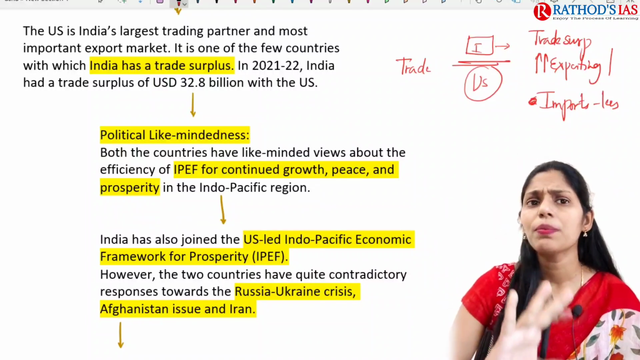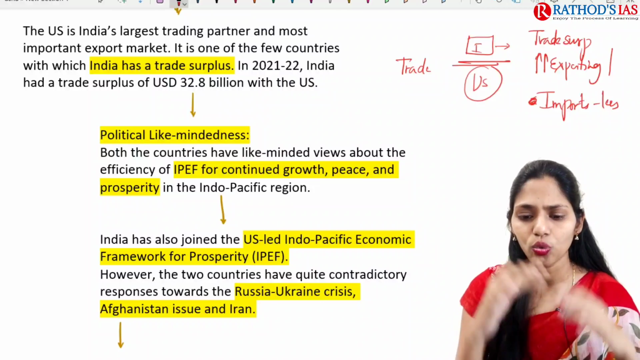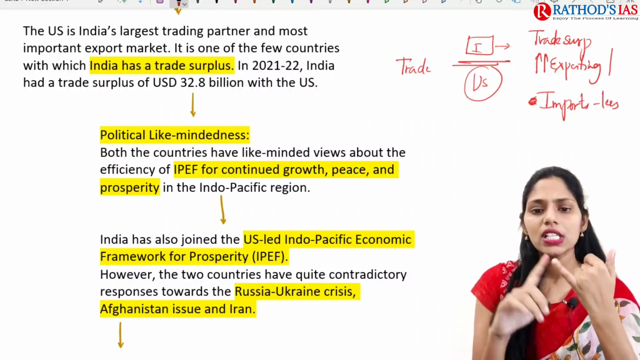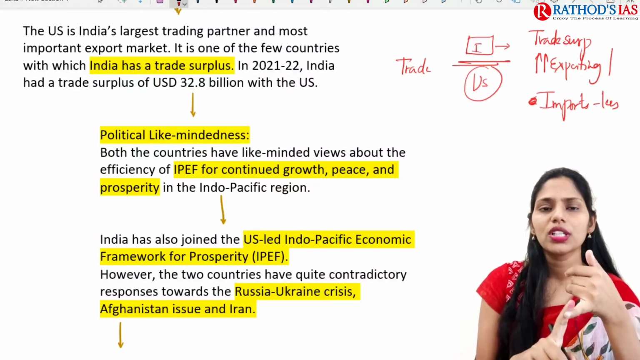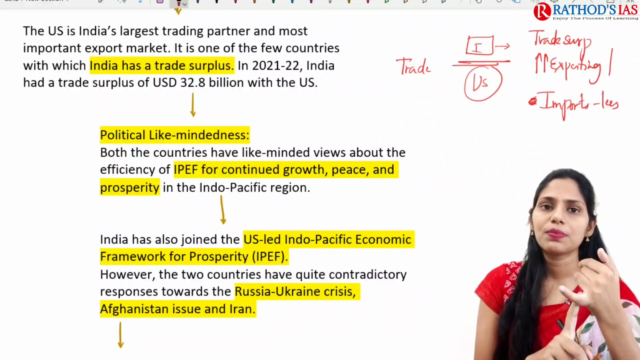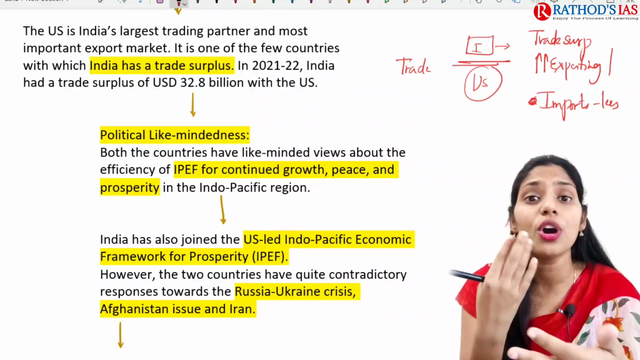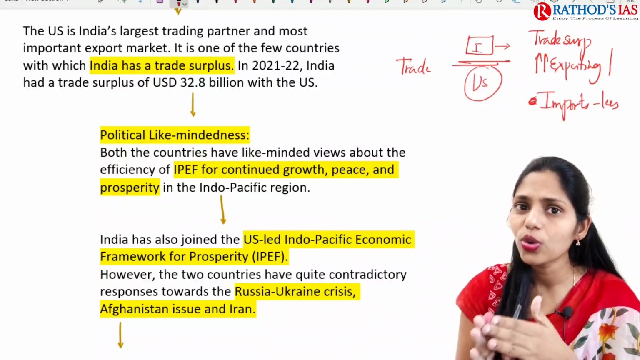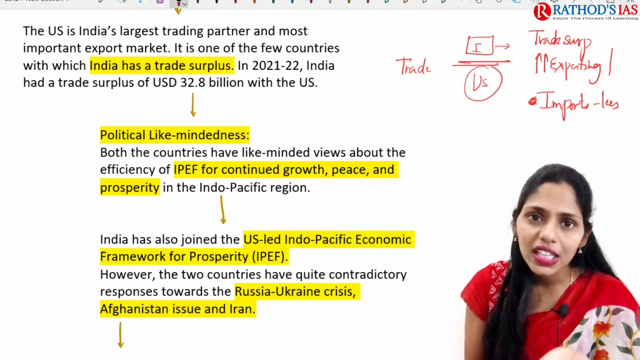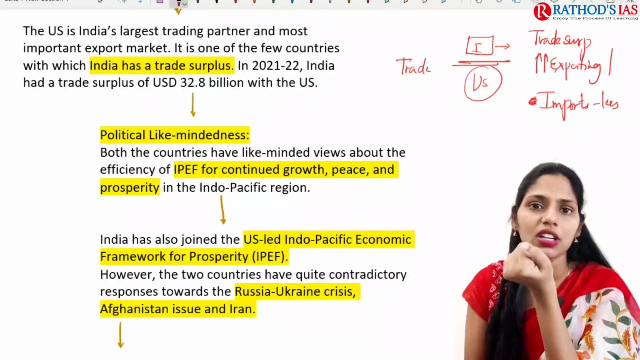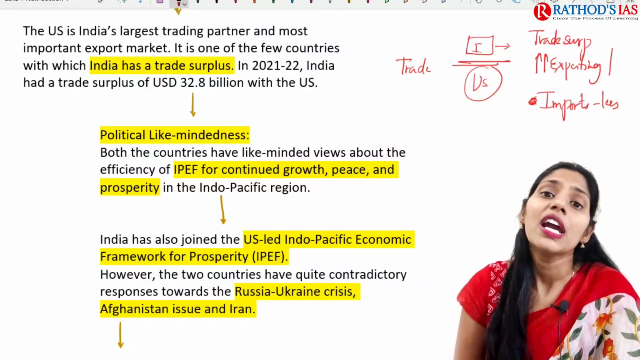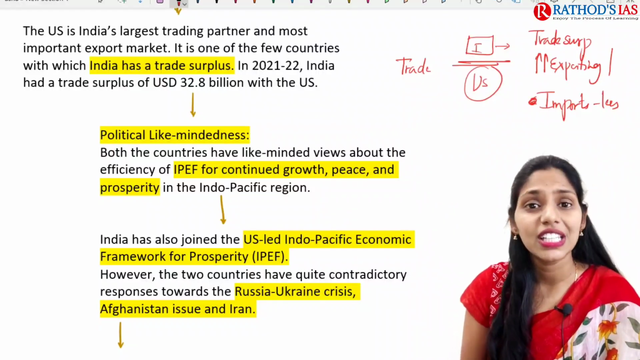And if you're talking about political like-mindedness, where these two countries are coming together in political ideology, actually these two countries are coming together for continued growth and the establishment of peace as well as prosperity in which region? That is the Indo-Pacific region. As you all know, there is a power shift from the west towards the east, and now there is increased significance of this Indo-Pacific region. In this region, India plays a very important role because India shares a boundary with the Indian Ocean directly.